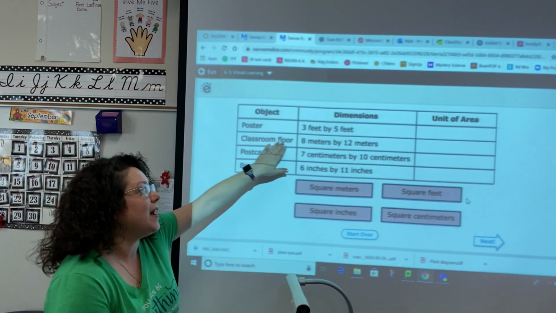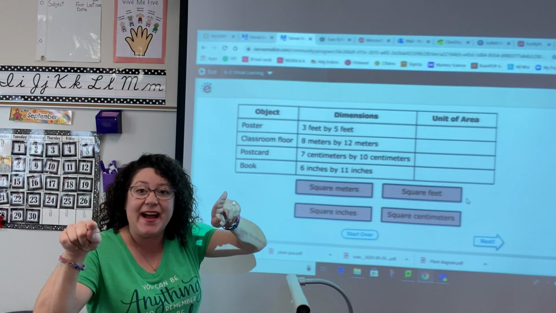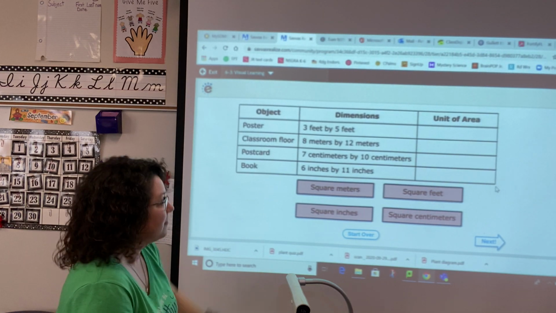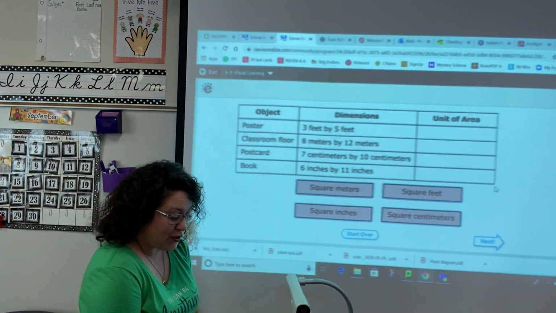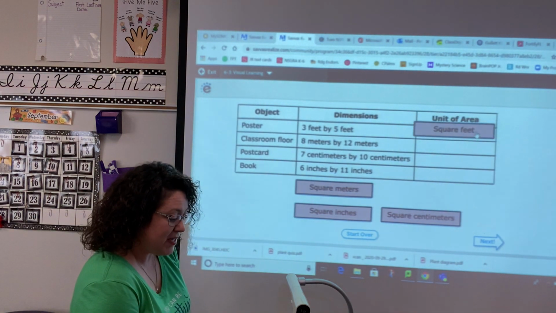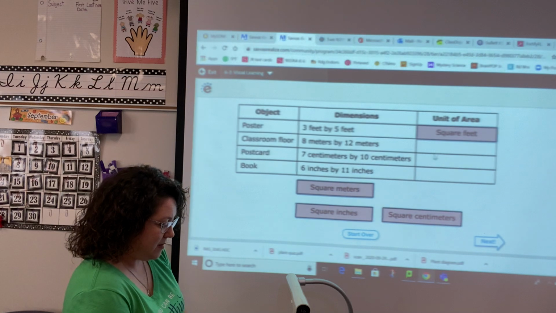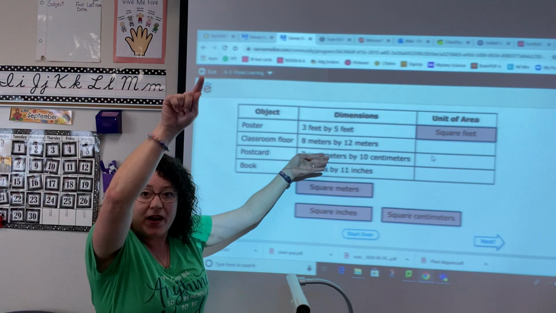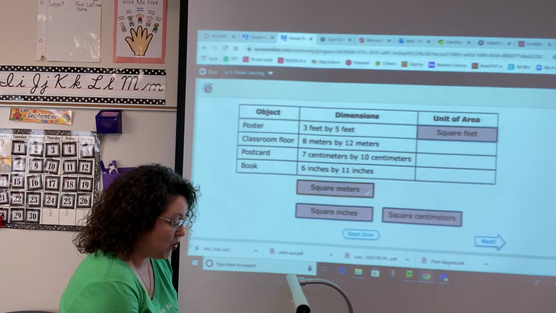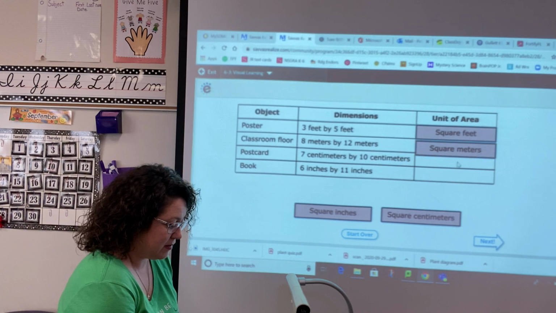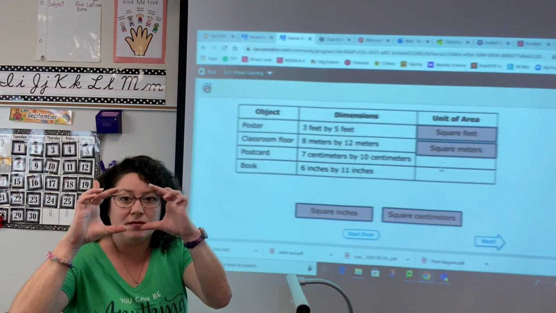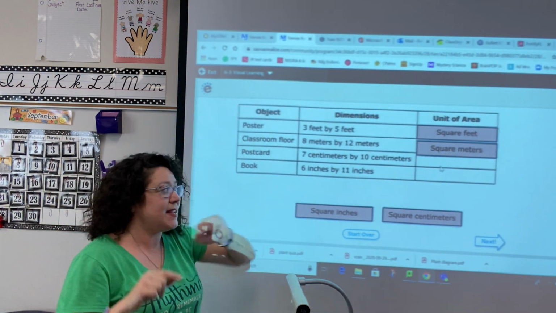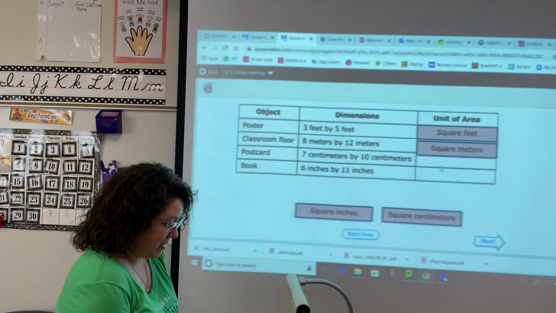So if we had a poster that was 3 feet on one side and 5 feet on the other, what would we measure it with? It's by feet, so we would measure it by square feet. Its unit of area would be square feet. Classroom floor, we would measure by meters. 8 meters and then 12 meters. So that would be square meters, correct? A postcard, centimeters, because they're little. 7 centimeters by 10 centimeters. So that would be square centimeters.